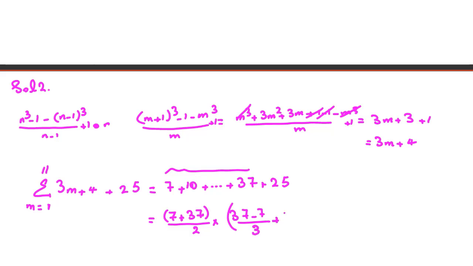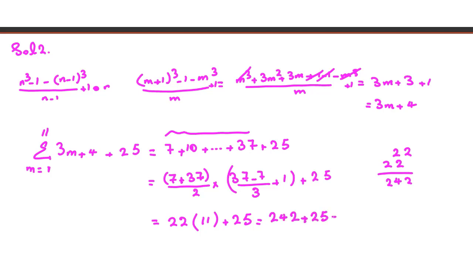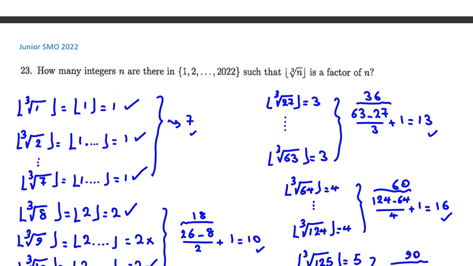Over 3 plus 1 plus the last part 25. Okay, so here 7 plus 37, 44 over 2, 22 times 30 over 3, 10 plus 1, 11 plus 25. And now it is 22 times 11, 242. It is 242 plus 25, which is 267, and it is so much easier. But considering a small example helps you to understand the problem better.